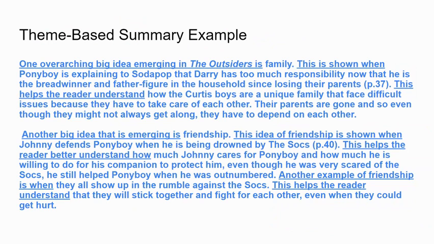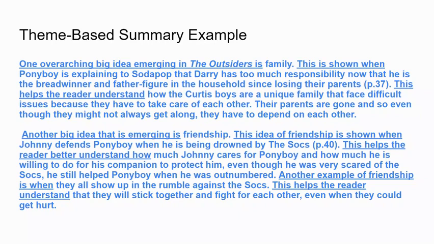So you see I've identified a theme or a big idea. I've given an example of when that comes up in the story. Now I'm going to analyze it. This helps the reader understand how the Curtis boys are a unique family that face difficult issues because they have to take care of each other. Their parents are gone, and so even though they might not always get along, they have to depend on each other. That is the format. I'm going to do that format again with another big idea that is emerging is friendship.